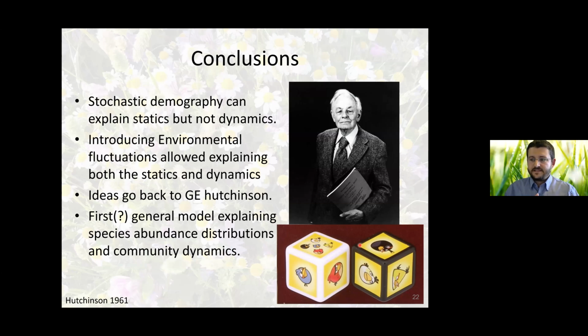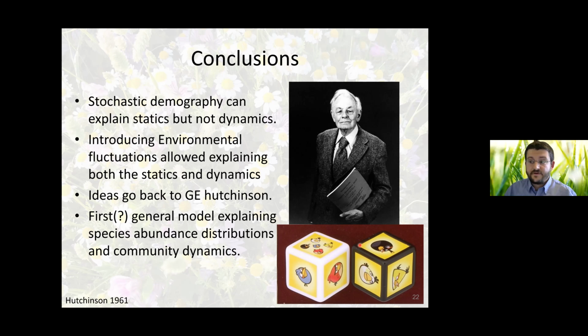So to summarize and conclude this part, I've shown, and others have shown this before me, that random events of birth, death, and immigration can explain the static pictures of ecological communities, but not the dynamics. And when we introduce environmental fluctuations, this allows us to explain both the statics and the dynamics.